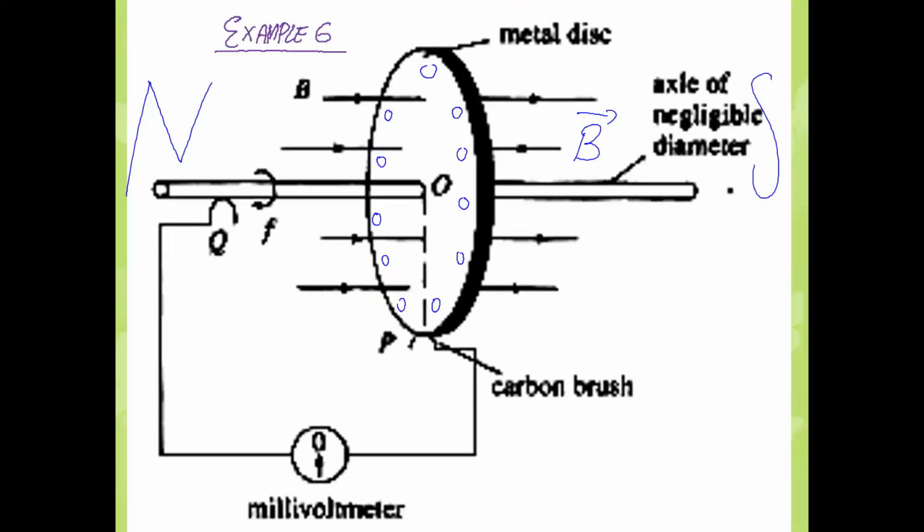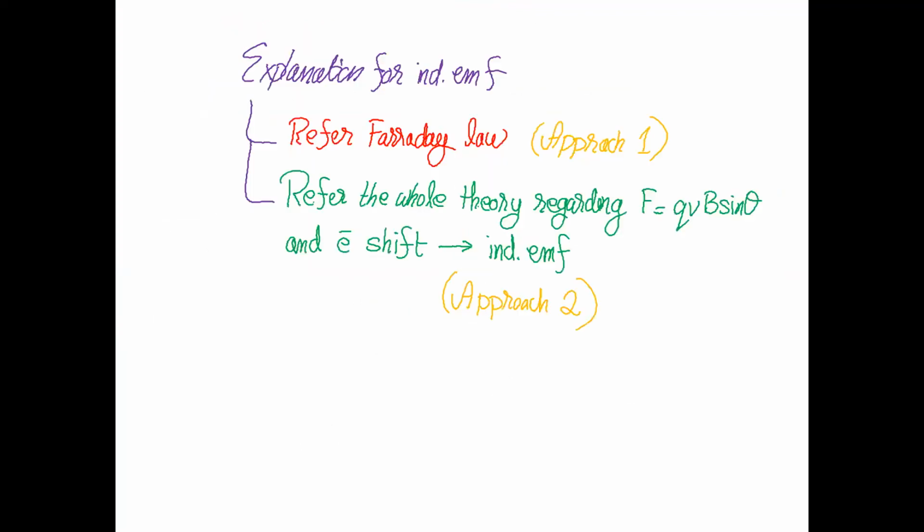You must have noticed that according to Faraday law is coming every time. CI says that when you want to justify or explain the induced EMF, you have two options. One option is the runaway option, that is, refer to Faraday law and run away. Second, take the courage and give the whole theory regarding F is equal to QVB sine theta, electron shift. And this is a better approach, but definitely writing it needs more space. Faraday law is a shortcut.